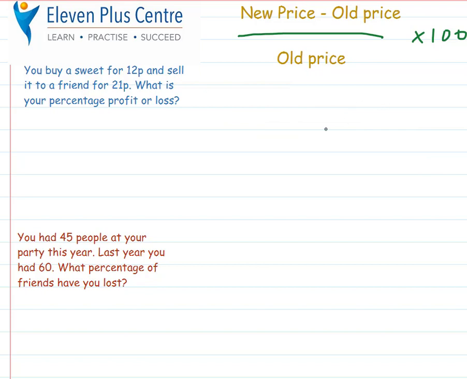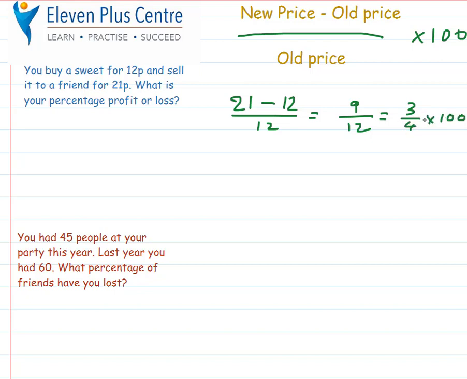Okay, let's work this one out now. So the first thing to do is to determine what's my new price, what's my old price. So I bought a sweet for 12 pence and I've sold it to my friend for 21p. So my new price is 21. My old price is 12, divided by my old price. So 21 take away 12 is 9, divided by 12. So I can divide the top number and the bottom number by 3. That gives me 3/4 times 100.